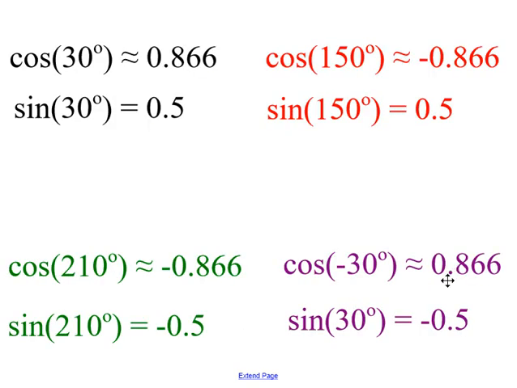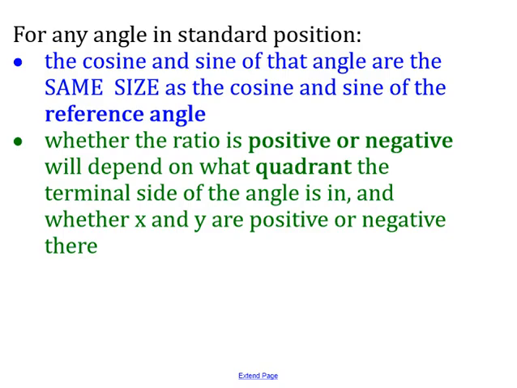And you can see that is what we got. If you do these on your calculator, you will get those answers, right? And here's the reason why. Because it's about the terminal side. That's how we figure out positive or negative. And that's really the point of this.